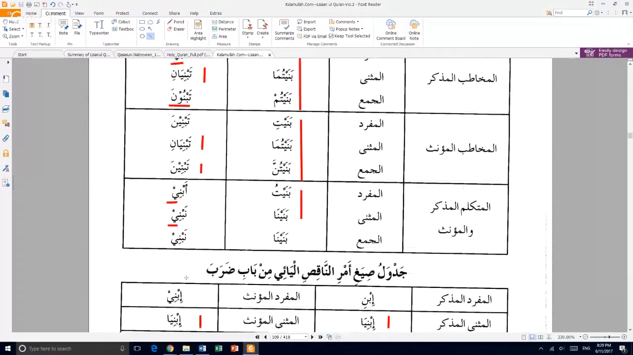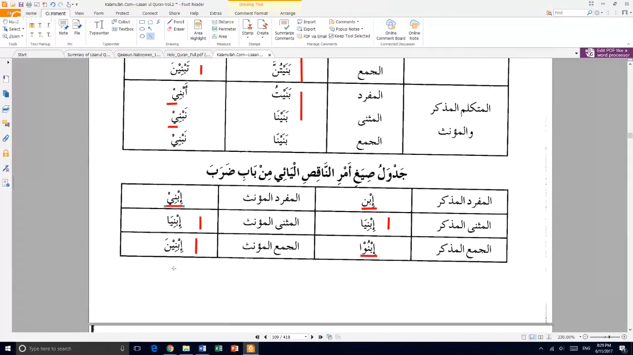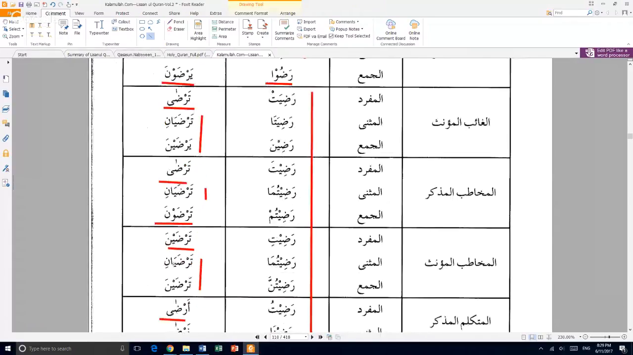Got it? Then fa'l amr easy or not? Same thing. Drop the lam kalima, ibni and ibniya, idriba. Same, no problem. Ibnu, yes, happen. If you want, I can put the line here. As you know, changing happens in them. Okay, the sidewise, that's fine. So, ibni, ibniya, ibnu, ibni, ibniya, ibnina, ibnina, yadribna. This is daraba yadribu. And this is sami'a yasma'u, like in rida. Last, then shall we stop for today.